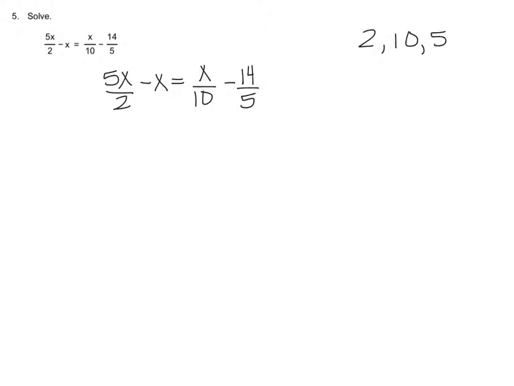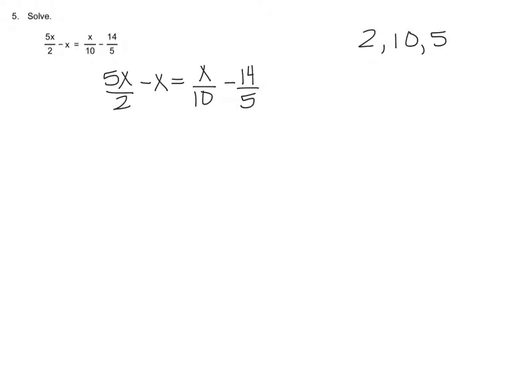Question 5. Solve. 5x over 2 minus x equals x over 10 minus 14 over 5. Now this problem is similar to the problem we just did, but if we look at our denominators, 2, 10, and 5, we can see that the common multiple is 10.